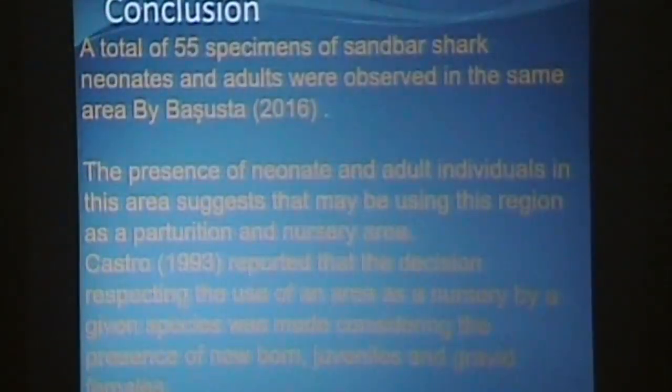A total of 55 specimens of sandbar shark neonates and adults were observed in the same area by Başusta. The presence of neonate and adult individuals in this area suggests that they may be using this region as a parturition and nursery area. Castro reported that the decision regarding the use of an area as a nursery by a given species was made considering the presence of newborns, juveniles, and gravid females.